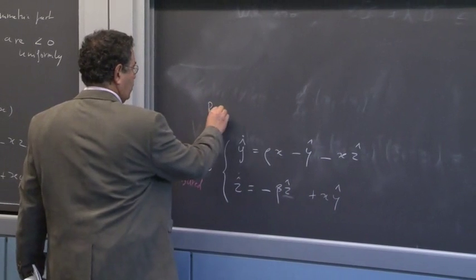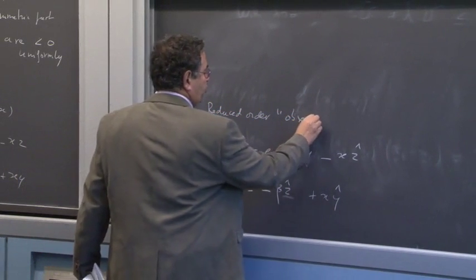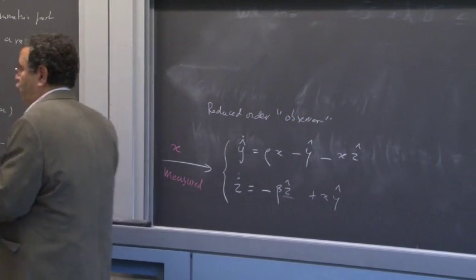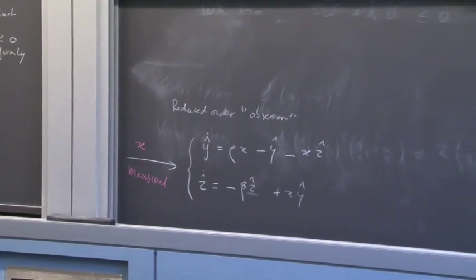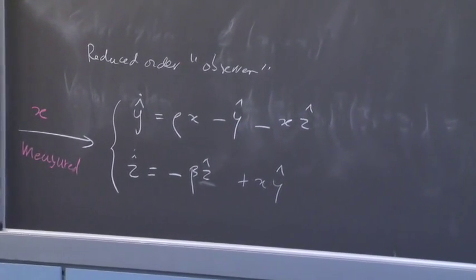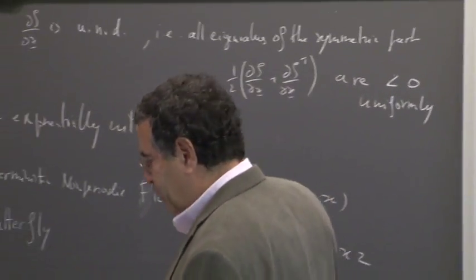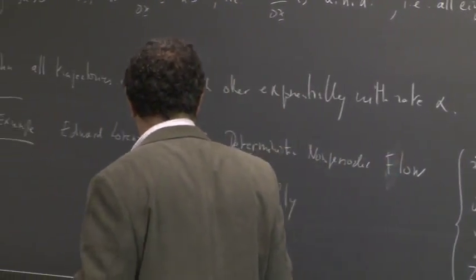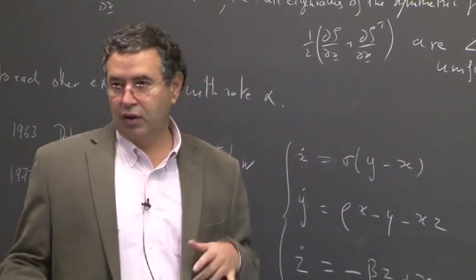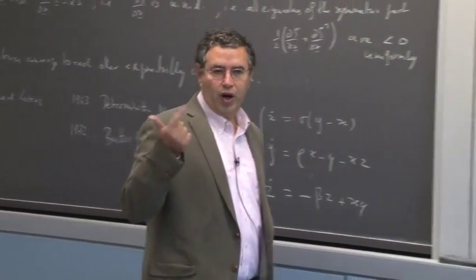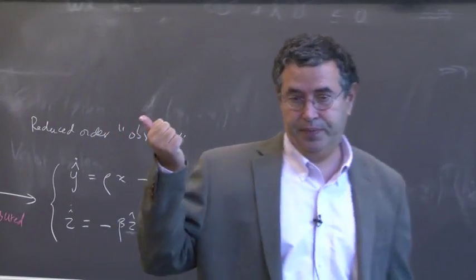So it's a reduced order observer, but of course, you can call this an observer, but to show it's really an observer, you have to show that indeed it will work. Okay. So suppose we try to show that indeed it works. Okay, so we have this system. We measure x, and we try to estimate y and z. So we estimate y hat and z hat, which hopefully tend towards y and z.